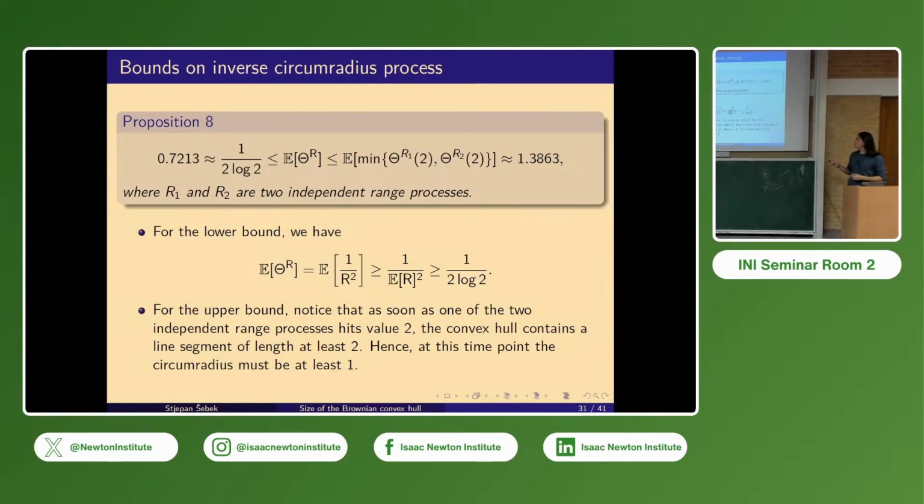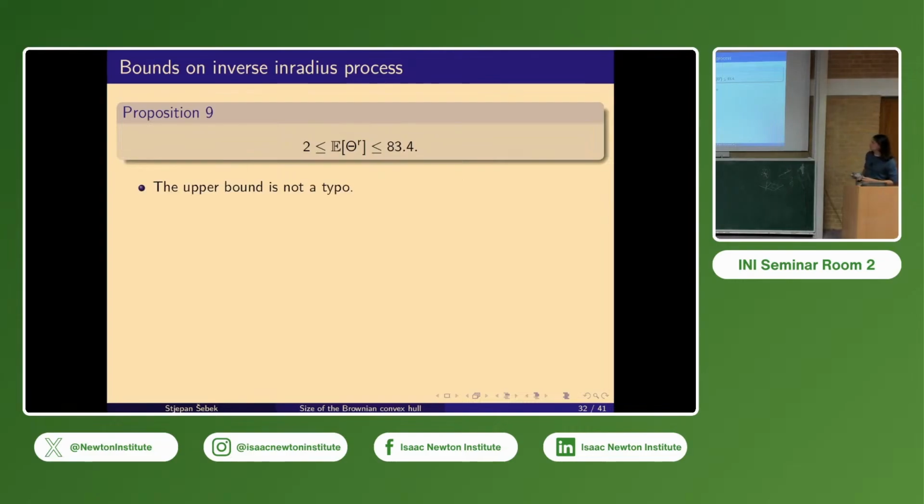And then when it comes to the inverse inradius process, we have this horrible upper bound, but it's somehow still the one result that was an auxiliary result on our way of obtaining this horrible upper bound. So small r is the inradius. So how long do we have to wait?